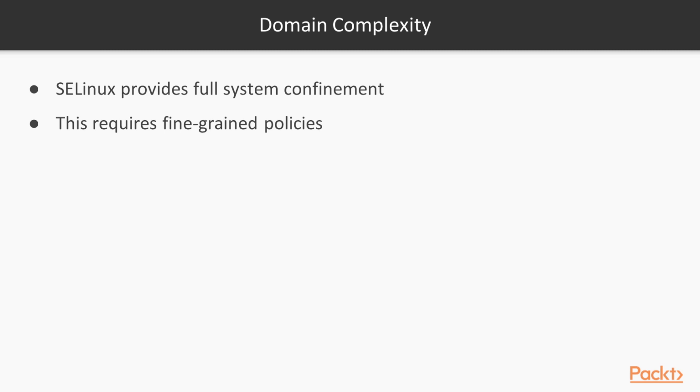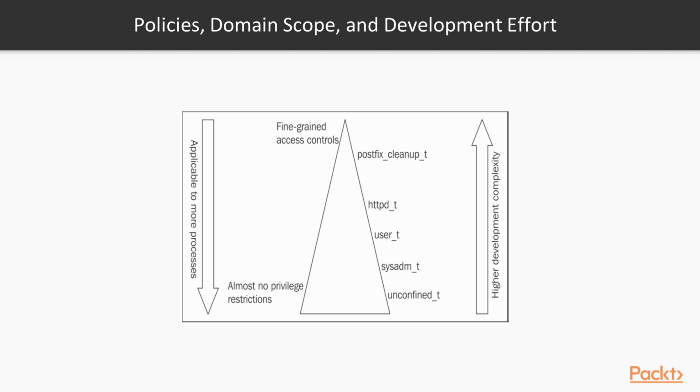SELinux is able to provide full system confinement. Each and every application runs in its own restricted environment that it cannot break out of. But that requires fine-grained policies that are developed as quickly as new releases of all the applications that they confine. Here's the diagram which shows this relation between policies, the domain scope towards multiple processes, and the development effort. As an example, postfix_cleanup_t is shown as a very fine-grained policy domain, whereas the unconfined_t domain is shown in the example as a very broad, almost unlimited access domain.